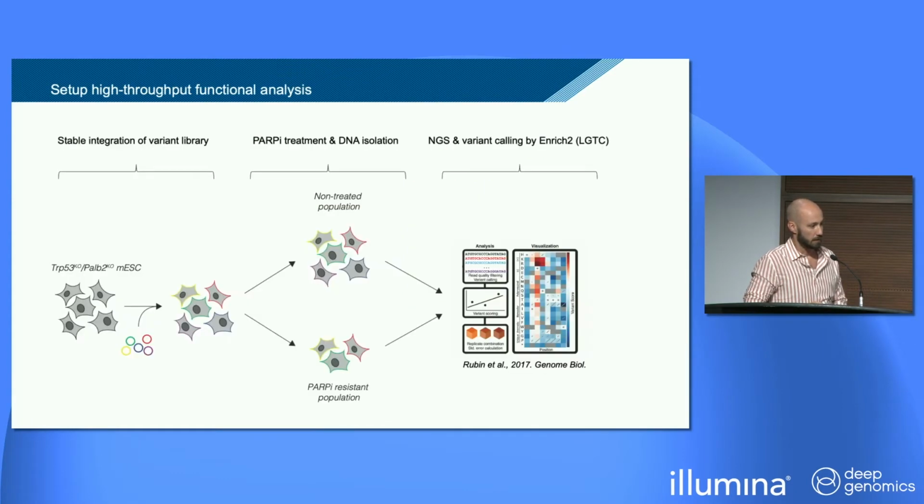Going to the setup of our high throughput functional assay: we have our PALB2 knockout cells. We can stably integrate the variant library, so every cell will express a different variant. On that pool of cells, we can perform a PARP inhibitor treatment assay. We take a population that is not treated with the PARP inhibitor and compare it to a population that is treated with the PARP inhibitor. In the treated population, you then expect to see a depletion of all of the damaging PALB2 variants. From those populations, we can isolate DNA and subject it to next generation sequencing and variant calling by Enrich2.